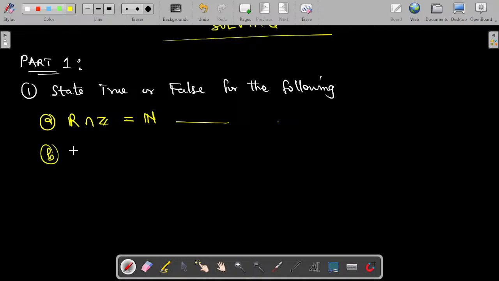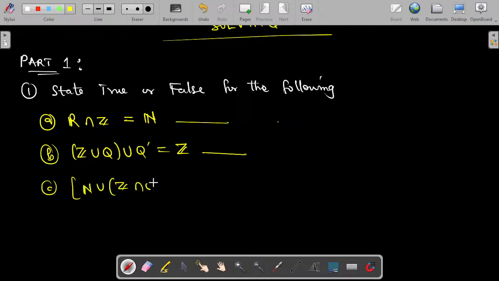The second one is that you're giving Z union Q, and then you have union Q prime and is equal to Z, and we are to state whether that is true or false. So here now we have N union, here we have Z intersection Q, and then you have union R, and the bracket was closed, and you have intersection Q is equal to an empty set. We are also to state whether that is true or false.